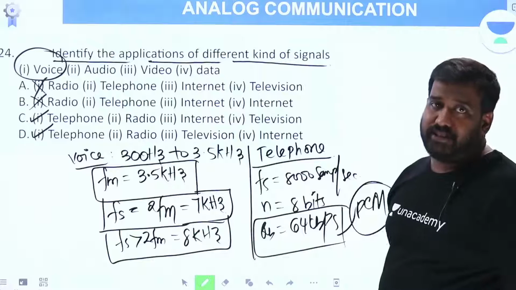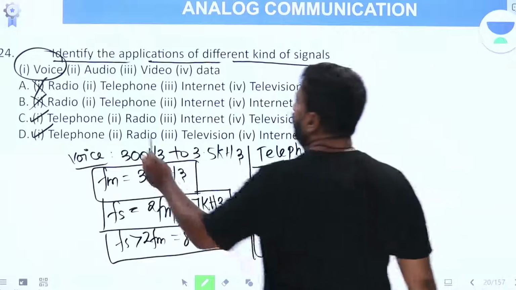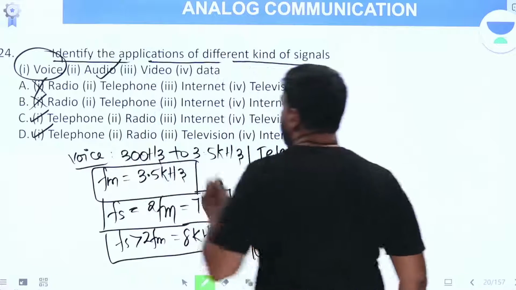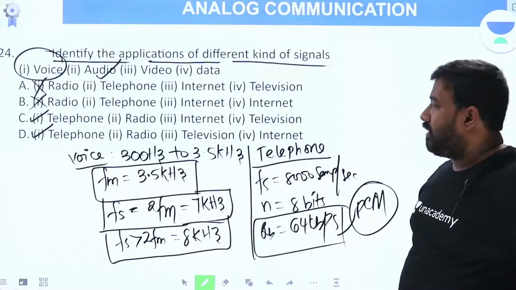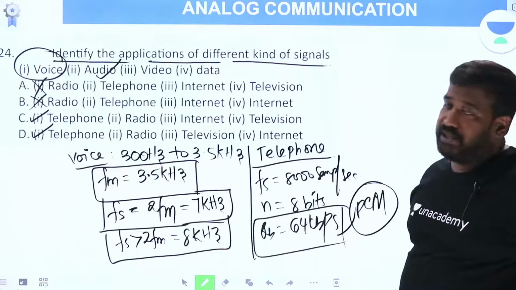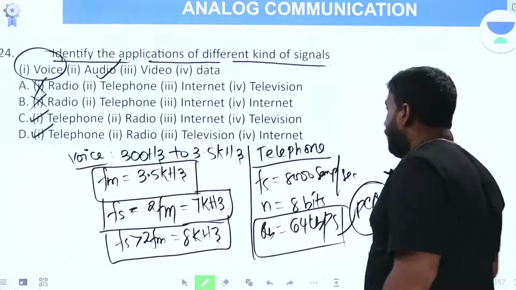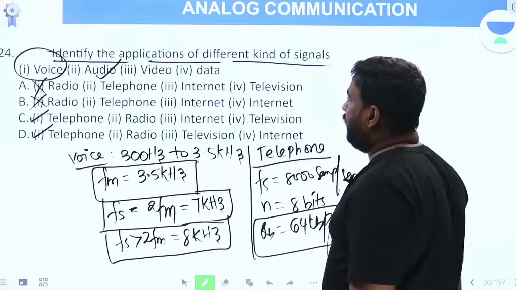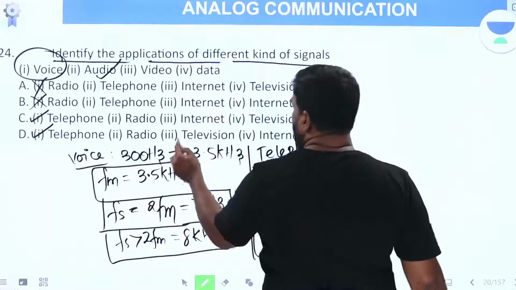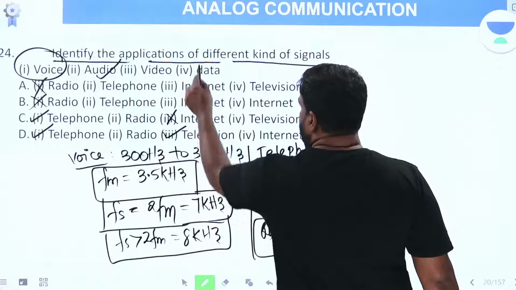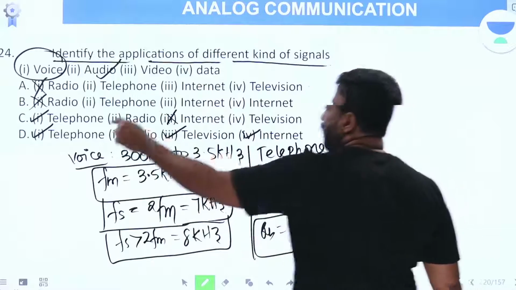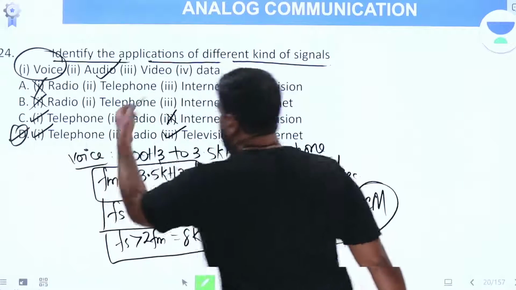telephony. Next, audio signal. Let us speak something about audio signal now. Where do you have audio signal applications? Now, if you are using the elimination method, here video is for television, very clear. No chance here. Data is for internet. By the elimination method, option D is the answer. You need not know about audio.